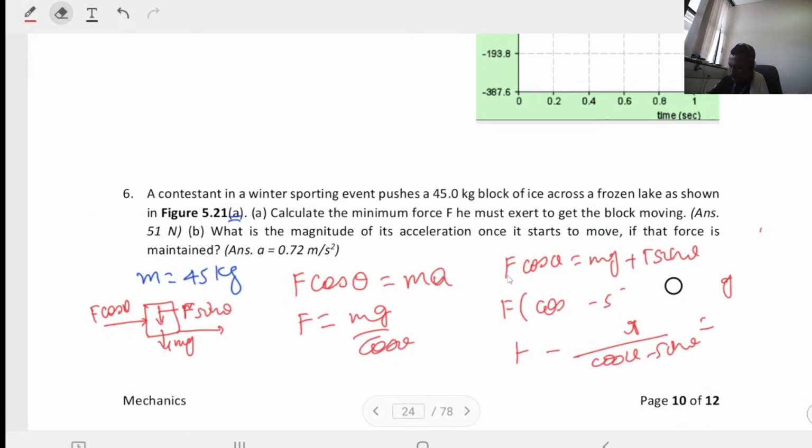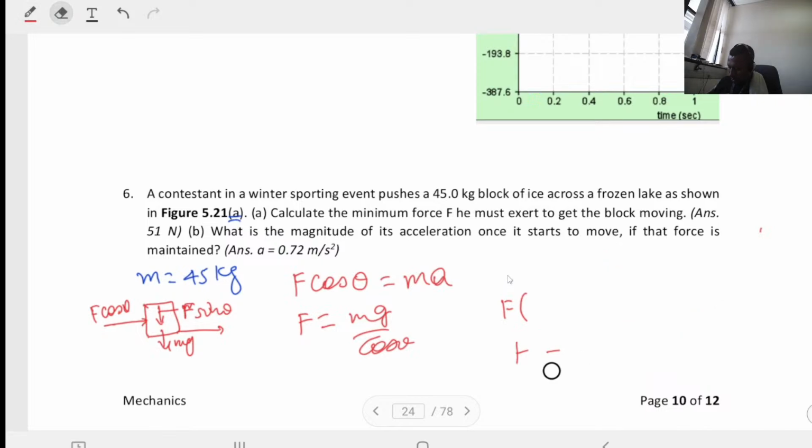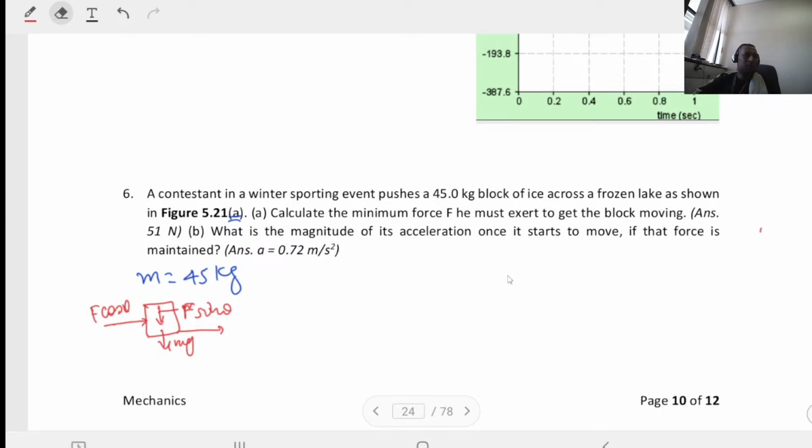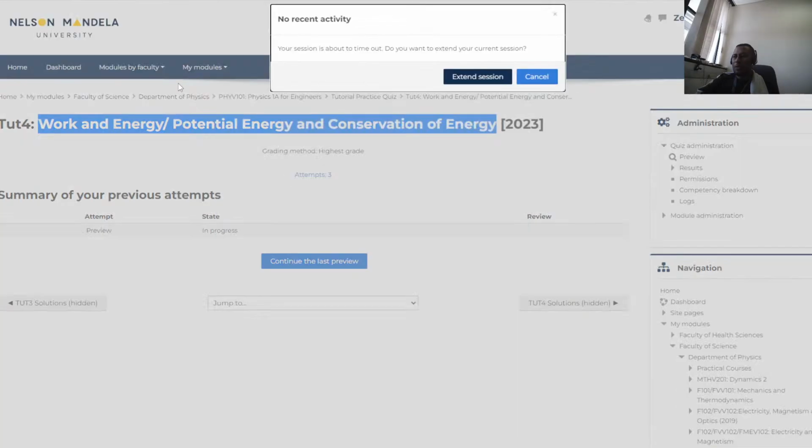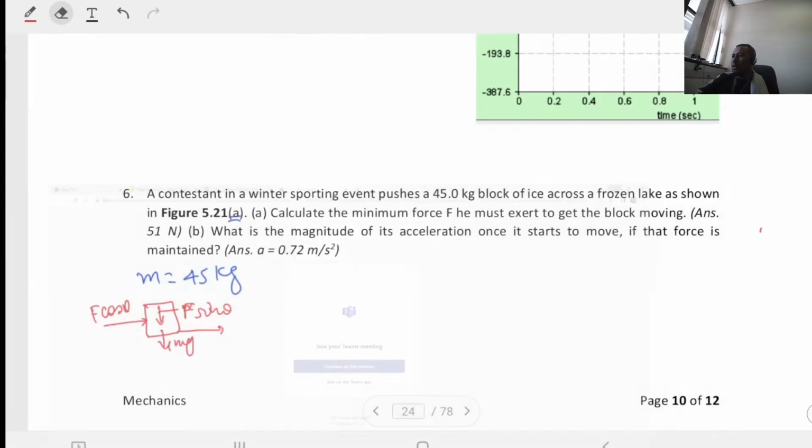What do you say? How do you get 51? Those of you on YouTube and Teams, I need help. Somebody help me. I'm teasing, actually. Okay, I need help. Lucanio, are you going to jump?